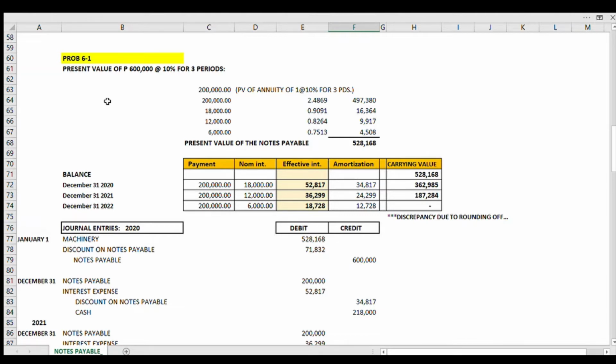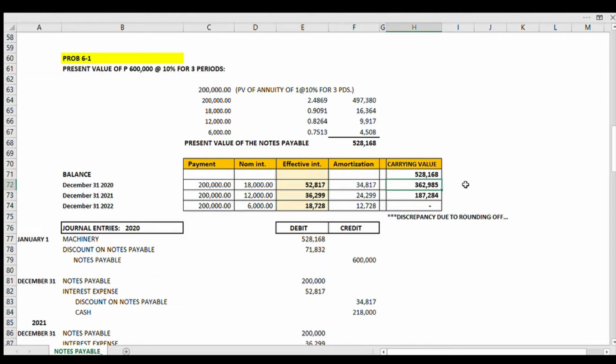So the amortization table goes like this. The carrying value as of January 1st, that is the balance as of January 1st, 528,168. On December 31st, 2020, the amortization goes like this. 528,168 multiplied by 10%, that is 52,817. Okay. And the payment will be reflected in the amortization table, that is 200,000 and 18,000. So to amortize, that is the difference between the 52,817 and 18,000, that is 34,817.